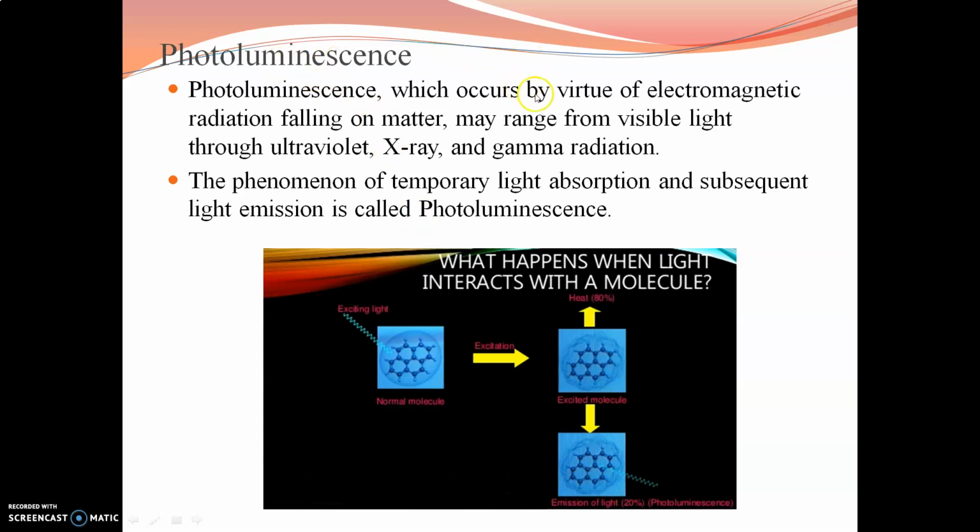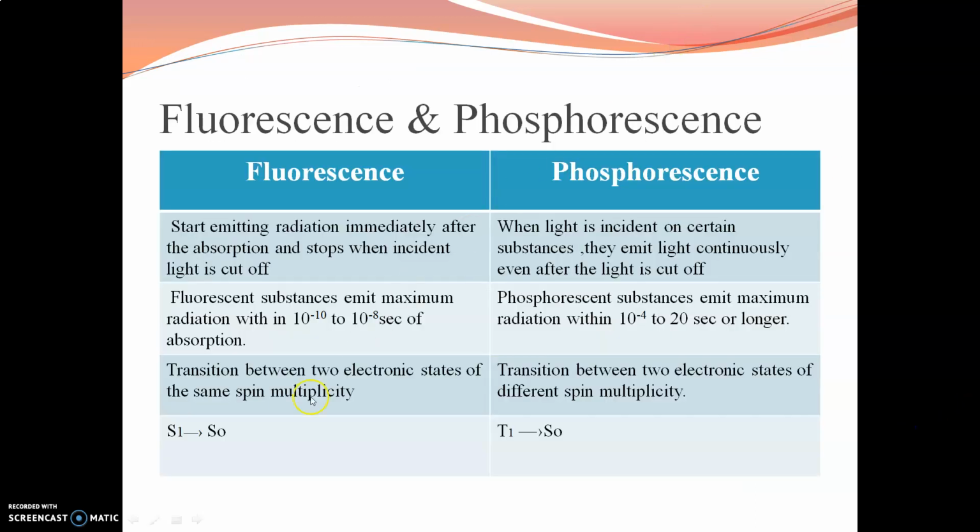So photoluminescence ranges from visible light through UV or X-rays or gamma radiations, and it is like temporary light absorption and subsequent light emission. Photoluminescence is strictly about the emission of light without any heat absorption. What is absorbed is light. So no heating takes place here, the main thing. Now the types of photoluminescence, we have two. One is fluorescence and the other is phosphorescence.